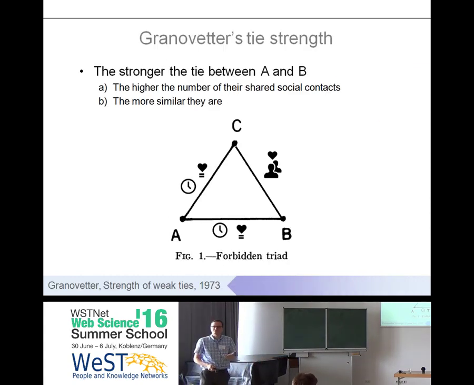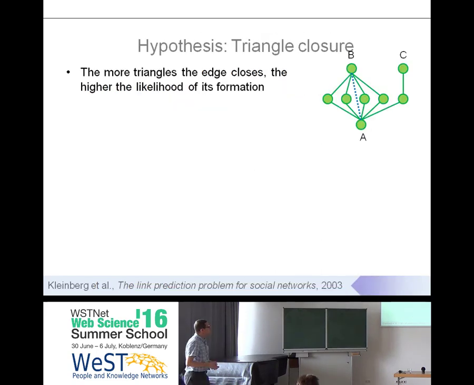And that's what we are interested in in this context, in sociological theory. Now let's try to think about whether we can operationalize that theory so that we can test it. And one hypothesis that we could come up with is the following, that directly follows from this theory. Let's say we want to predict the formation of edges on the web. Let's say we want to predict whether two nodes that you pick at random will have an edge at some point in the future. And this theory would say that the more triangles the edge closes, the higher the likelihood of its formation, right?